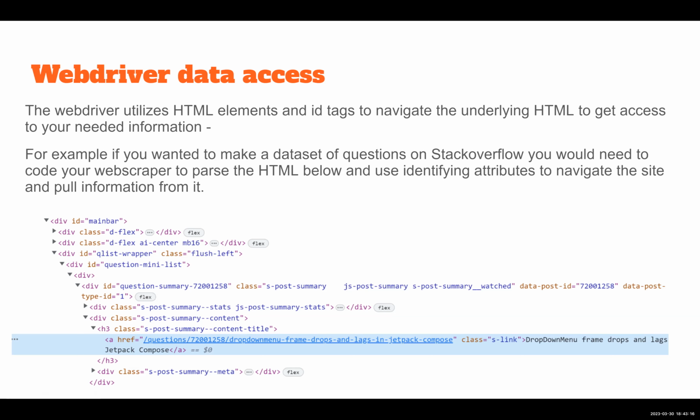And within those elements, you could go down one level to get the A tag, essentially, which has the text "drop-down menu, frame drops and lags, Jetpack Compose", which was the question, essentially. So once you use Selenium or other web scraping software, using your choice of WebDriver, and code it to parse the HTML, you build up your database manually. In this case, you would end up with a list of your questions, which you would then need to convert and parse into a more usable format for yourself.